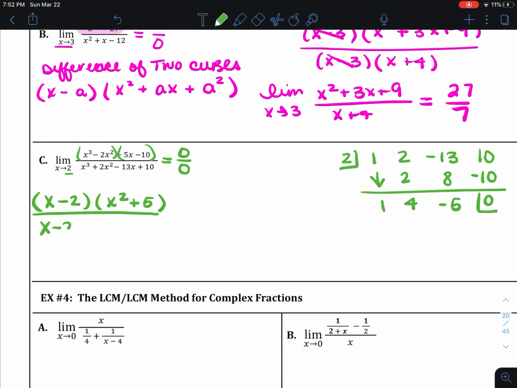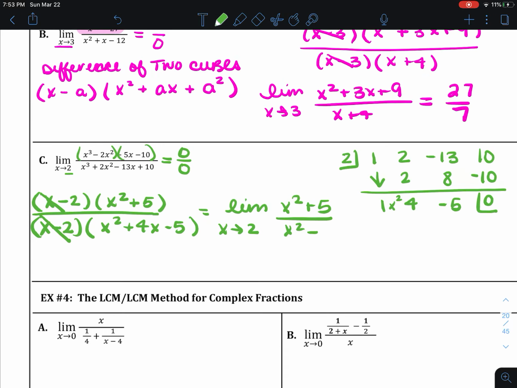So that means we have x minus 2 on the bottom times, it's always 1 degree lower. So we have x squared plus 4x minus 5, and we can see this is going to cancel and this is going to cancel, so we're ready to try that limit again. So the limit as x approaches 2 of x squared plus 5 over x squared plus 4x minus 5 turns out to be, I got 9/7 when I plug those in.